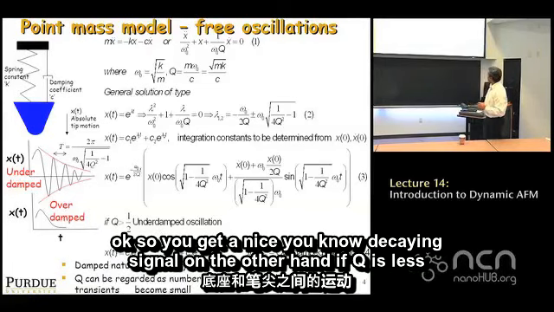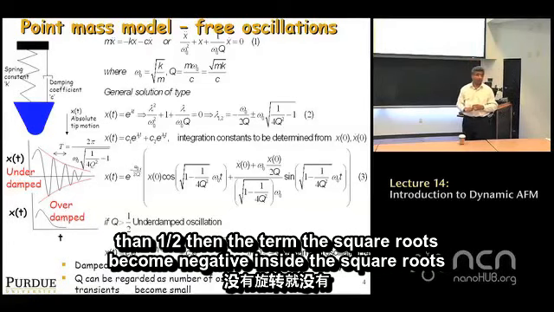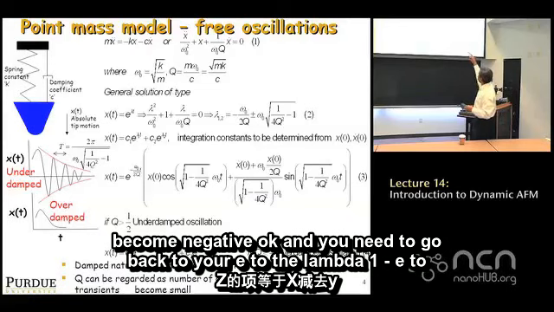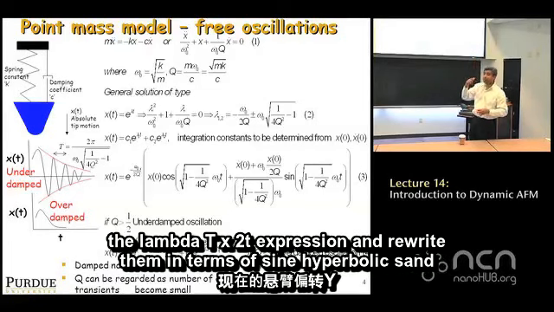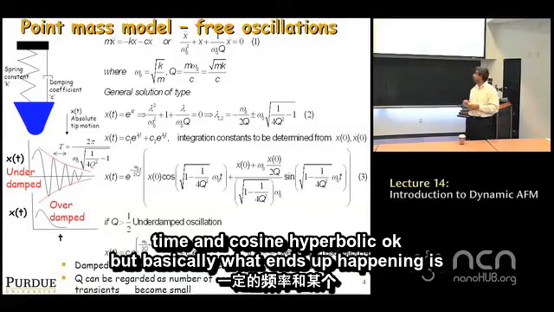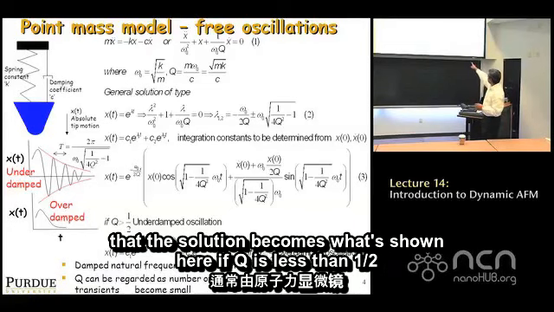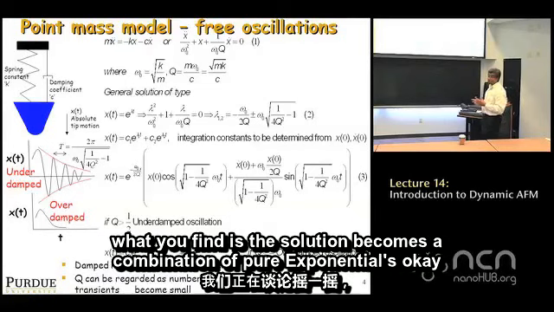On the other hand, if Q is less than 1/2, then the term inside the square root becomes negative. And you need to go back to your e to the lambda 1 t, e to the lambda 2 t expression and rewrite them in terms of sine hyperbolics and cosine hyperbolics. But basically what ends up happening is that the solution becomes what's shown here if Q is less than half. What you find is the solution becomes a combination of pure exponentials.